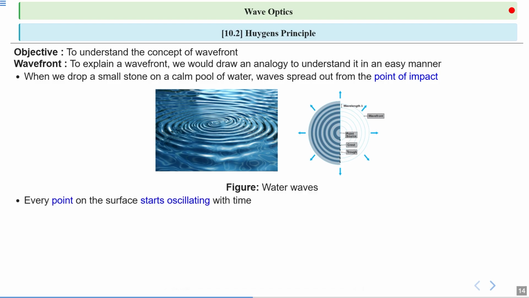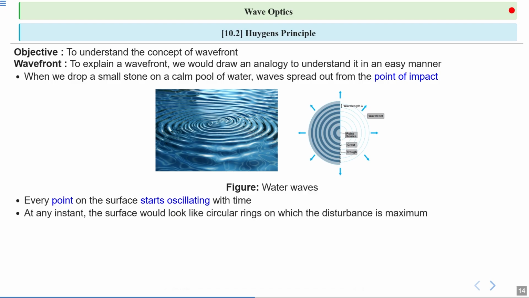So as the waves spread, every point on the water surface starts oscillating with time. This oscillation is key to understanding how energy is transferred through the medium. Remember, each point is like a tiny oscillator contributing to the overall wave motion. At any given moment, the surface of the water will appear as circular rings where the disturbance is at its peak. These rings represent the wavefronts, showing us the areas of maximum disturbance. It's like seeing the ripples on the water surface.